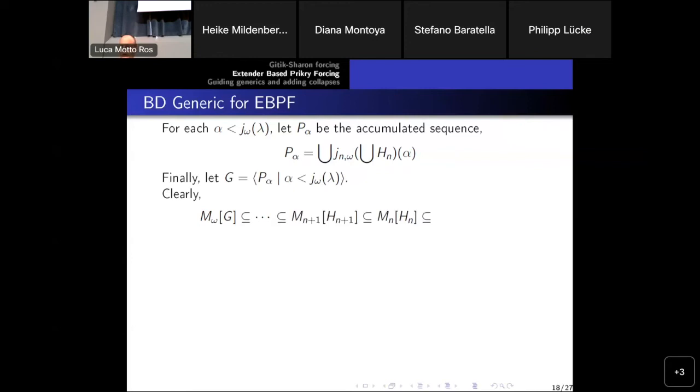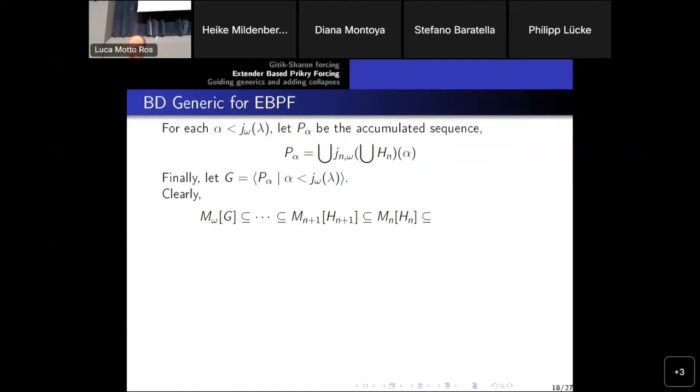Note that this procedure can be done inside each one of the M_n H_n. So if we are working in M_n H_n, we can actually apply the embedding and modify the generic as we did before, and get M_{n+1} H_{n+1}, M_{n+2} H_{n+2}, and so forth. And eventually we're going to get M_omega[G].